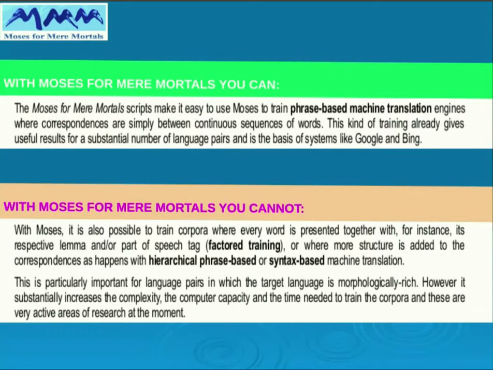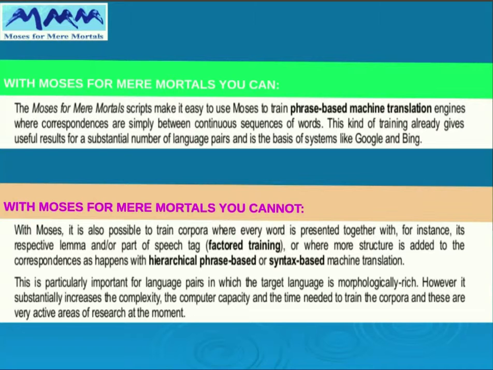So what you can do with Moses for Mere Mortals is to train engines with phrase-based machine translation. This means that you don't need any specially processed corpora. This is a kind of training that already gives useful results for a substantial number of language pairs, and it is the basis of worldwide known machine translation systems.